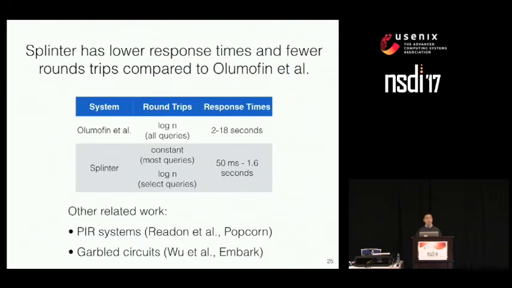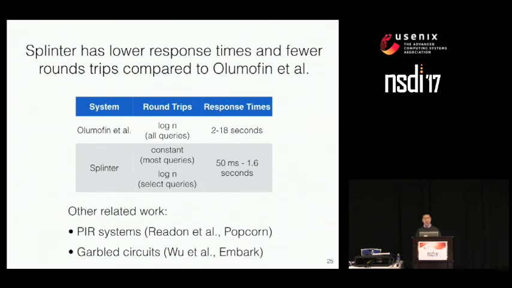So here we'll compare Splinter to a state-of-the-art PIR system by Olumofin et al., which is most similar to Splinter in terms of supported queries. So for similar queries, Splinter has up to an order of magnitude lower response times compared to Olumofin et al. And for Olumofin, the number of round trips is proportional to a log factor of the database size, which is about 10. And for Splinter, most queries only take a constant number of round trips and does not depend on the database size, and takes log-in only for a select few queries.